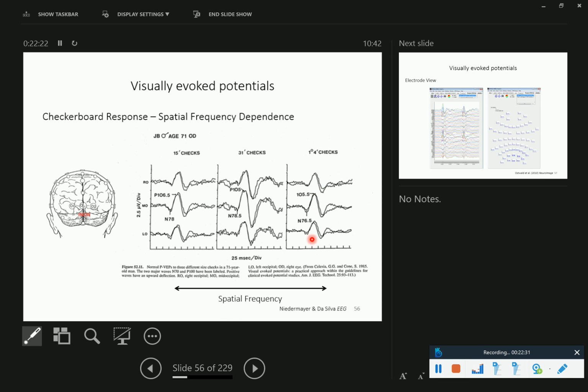So here you have spatial frequency, and you see that the responses are biggest in the intermediate area of spatial frequency. And of course, these responses are not that selective for checkerboards. So if you, for example, use black and white stimuli that have black parts and white parts and are, in spatial frequency terms, similar to checkerboards, you will get similar responses.